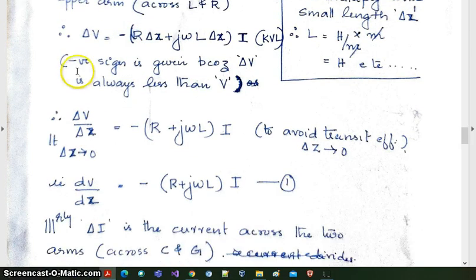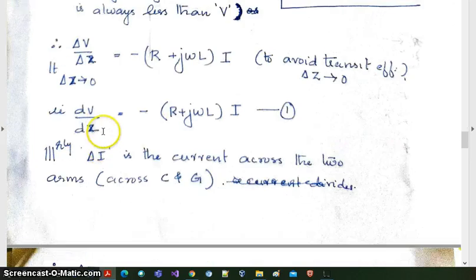Okay. Next I am taking del V by del Z by applying a limit del Z to 0. Del Z tends to 0 is provided in order to avoid the transit time effect. And when you combine del V by del Z, where limit del Z tends to 0, it can be changed into dV by dZ, which is equal to minus R plus j omega L into I.